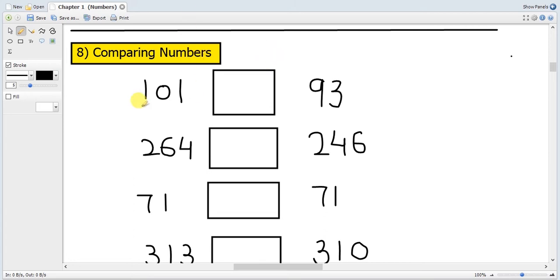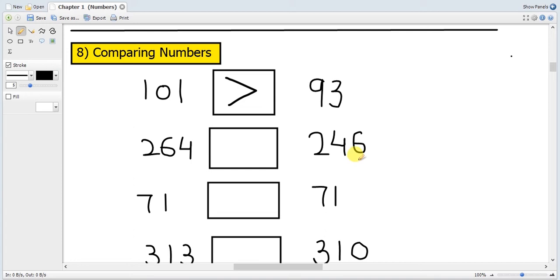So 101 is a bigger number. So we are going to put which sign? So alligator always eats big numbers. Open his mouth towards the big numbers. So this sign. 264 and 246. Which number is a bigger number?